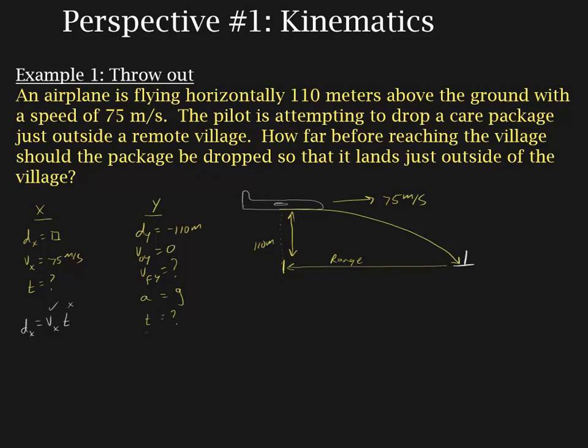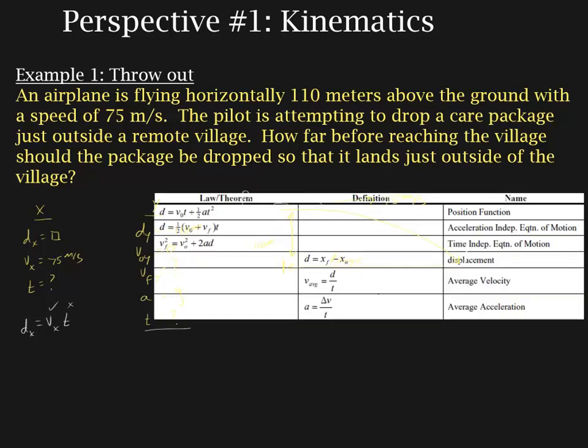In the y dimension, we have to look at our equations, and we've got the position function, which could work quite nicely because we know the vertical displacement, the initial velocity is 0, and we can solve for t. We would not really want to use the other two because v final is not a known quantity in this problem. So let's use the position function.